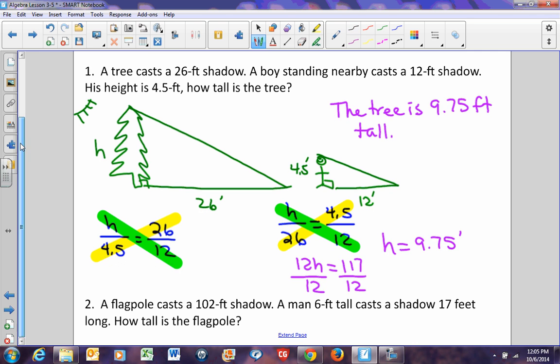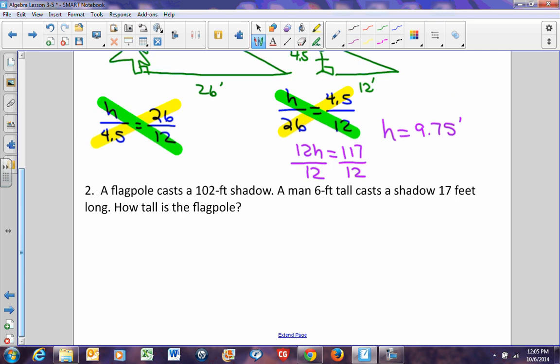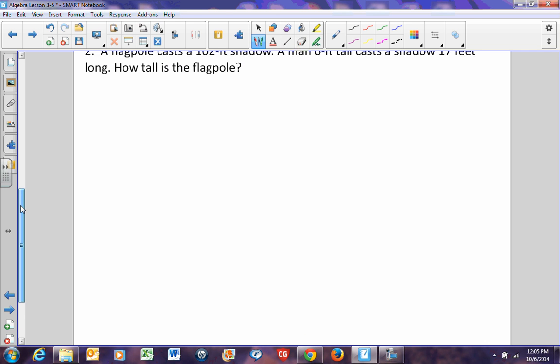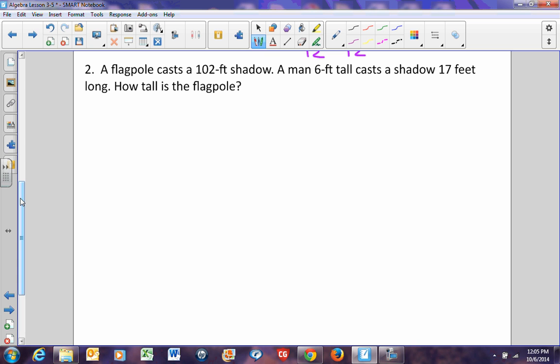Now let's look at another problem. Flagpoles. Flagpoles are kind of hard to climb because they're metal and slippery. So if I have a flagpole that casts a 102-foot shadow, and a man 6 feet tall casts a 17-foot shadow, how tall is the flagpole?